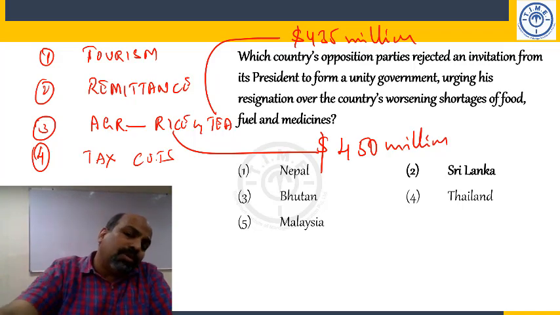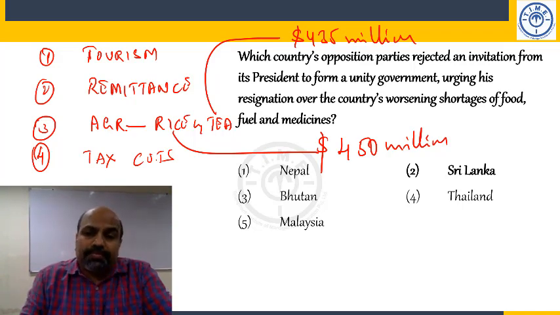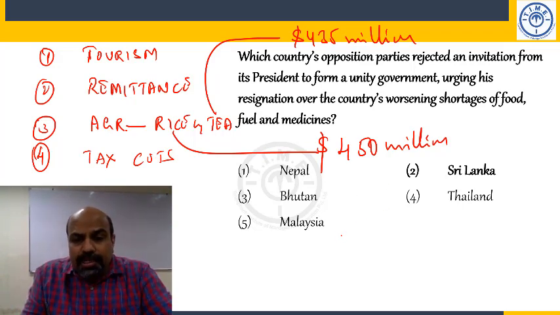Now how? What is Sri Lankan GDP? Let me bring in GDP. Now, Sri Lanka's GDP is $84 billion.